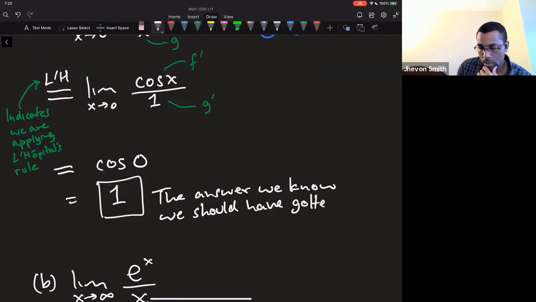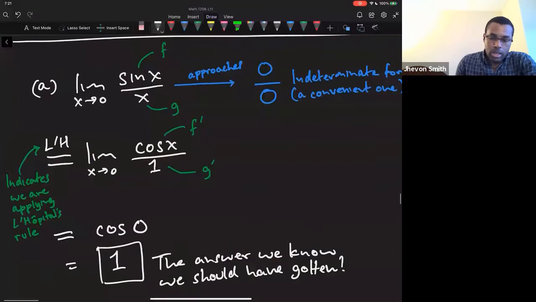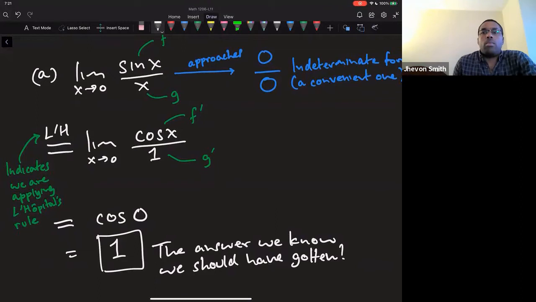So, if hell freezes over and you forgot this rule, you can derive it again using L'Hopital's rule, but you shouldn't forget that. Don't forget this rule: the limit as x approaches zero of sine x over x is one. But yes, it approaches zero over zero, we can apply L'Hopital's rule, and we get the expected answer because the rule works. Any questions on this? Like what I did, how I did it?